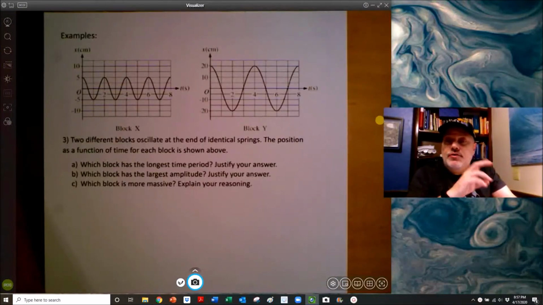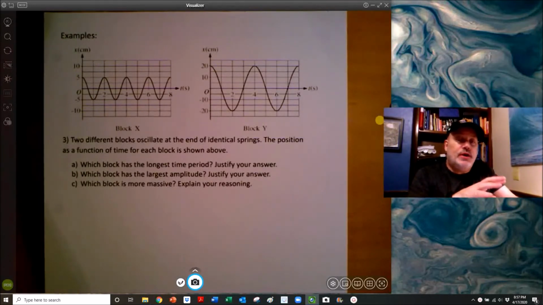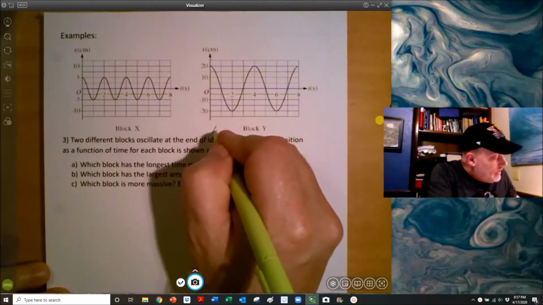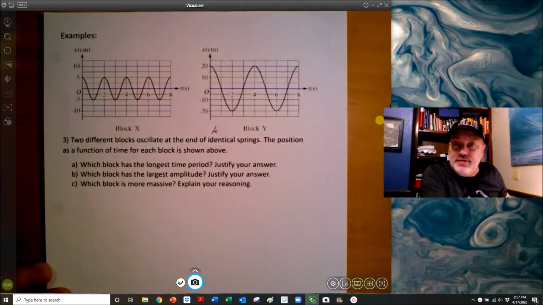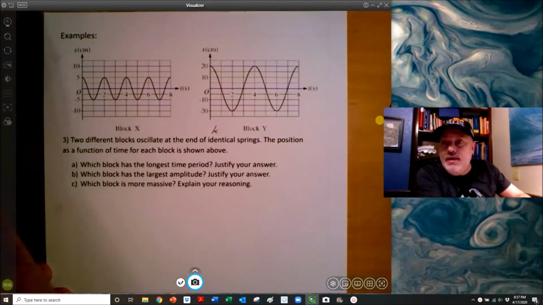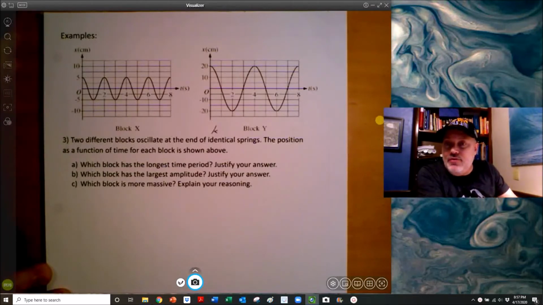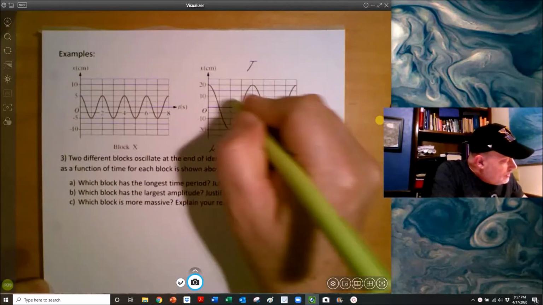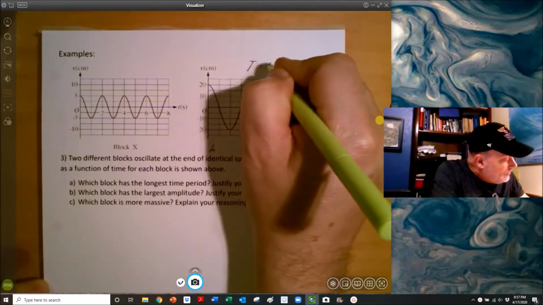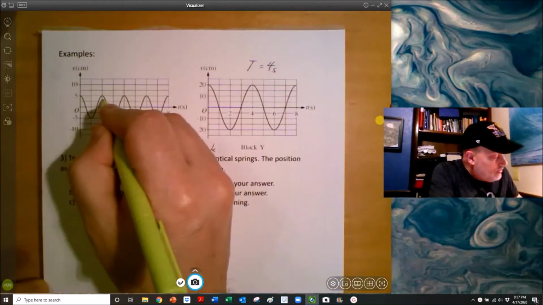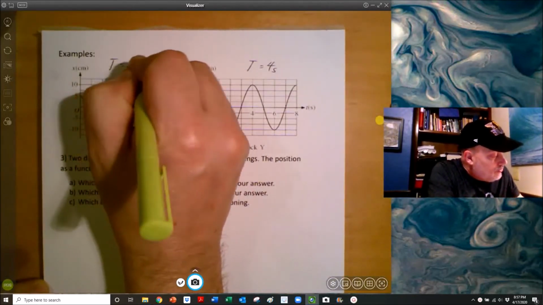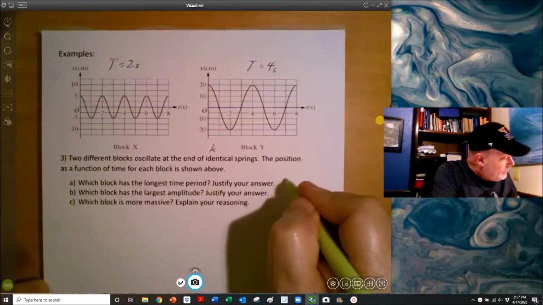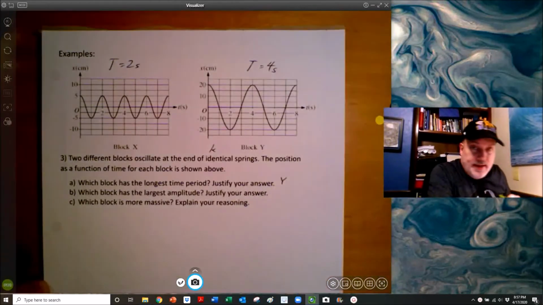Problem number 3 gives us 2 different blocks oscillating at the end of identical springs. That means that the k spring constant is the same for both. The position as a function of time is given for each. Which block has the longest time period? All right, well, that's pretty easy. The time period over here is 4 seconds, and the time period over here looks like it equals 2 seconds. So the answer would be block Y.